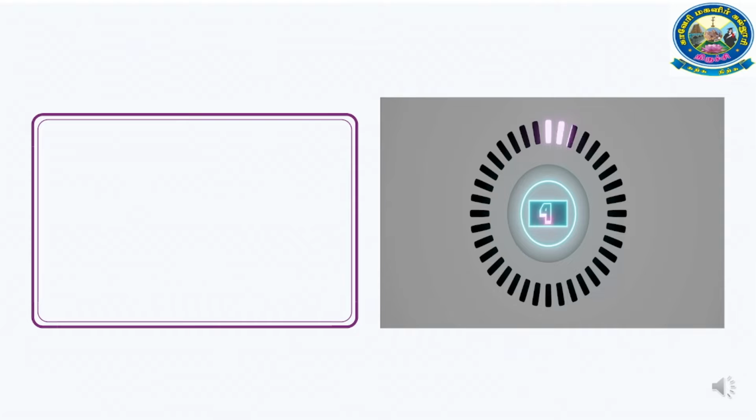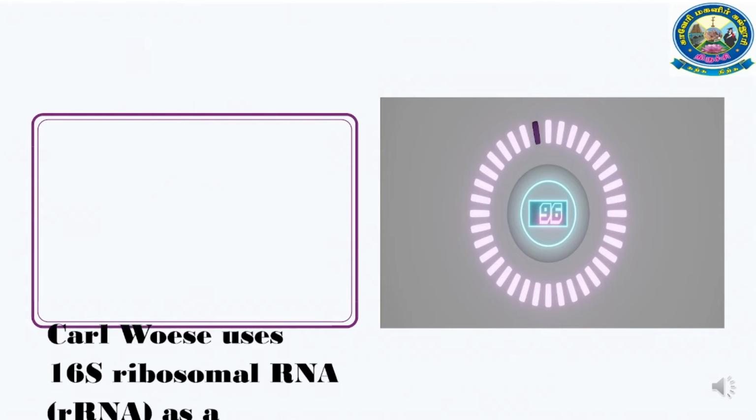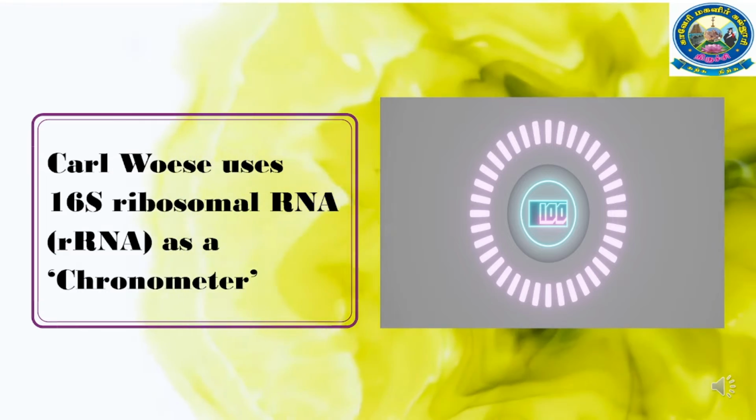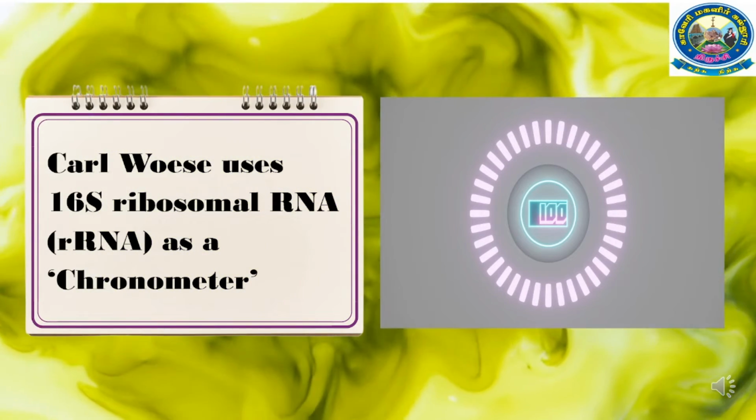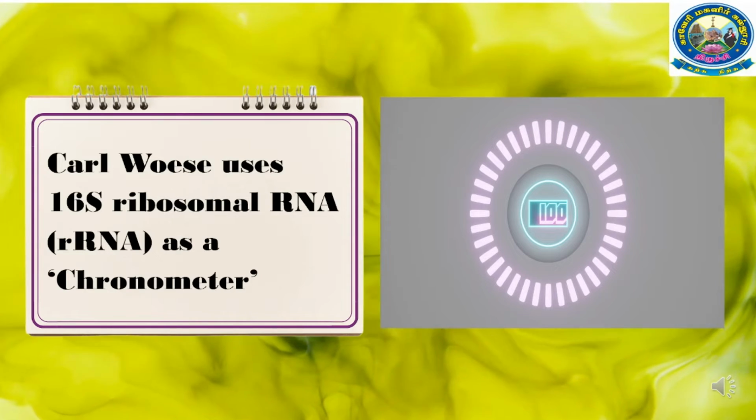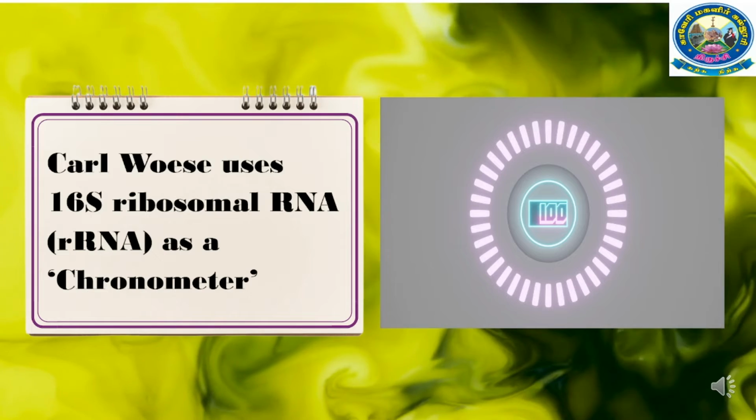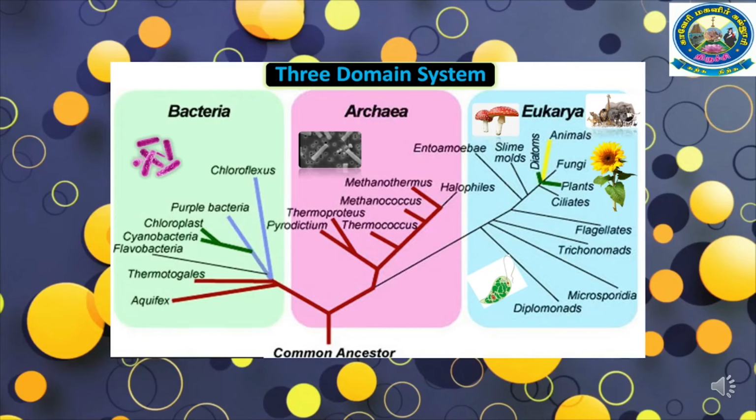In this classification, Carl Woese uses 16S ribosomal RNA as a chronometer. This is because it is universally distributed, meaning it is present in all the species. It is functionally similar in all organisms. It can change its sequence slowly. Its sequence can be aligned or matched up between two organisms.